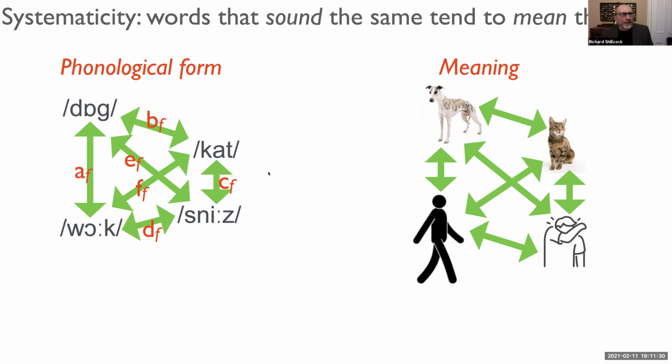Yeah, okay, so that gives us all the distances there. And we want to do the same thing here for meanings. This is a bit trickier.